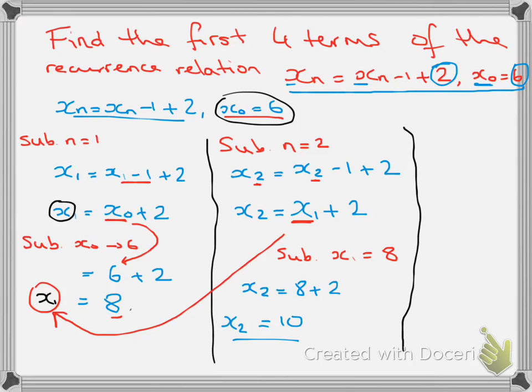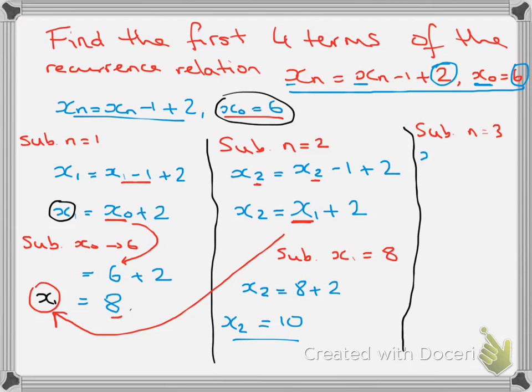So again, I've substituted n equals 1, I've substituted n equals 2. The next thing that I need to do is substitute, you guessed it, n equals 3 into my equation. Whenever I see an n, I put a 3 instead of that n.